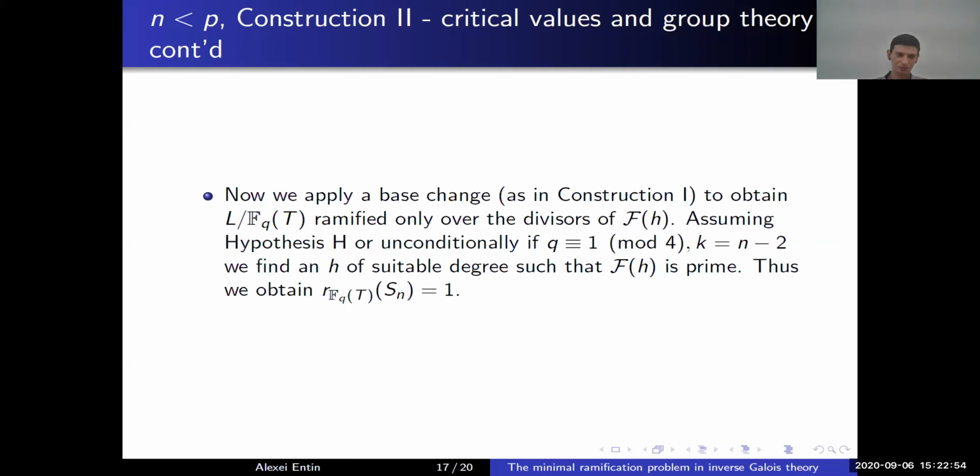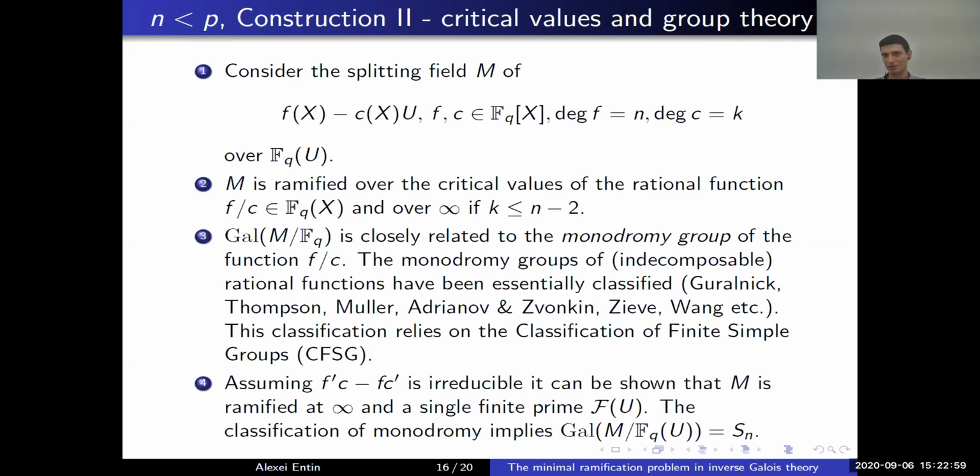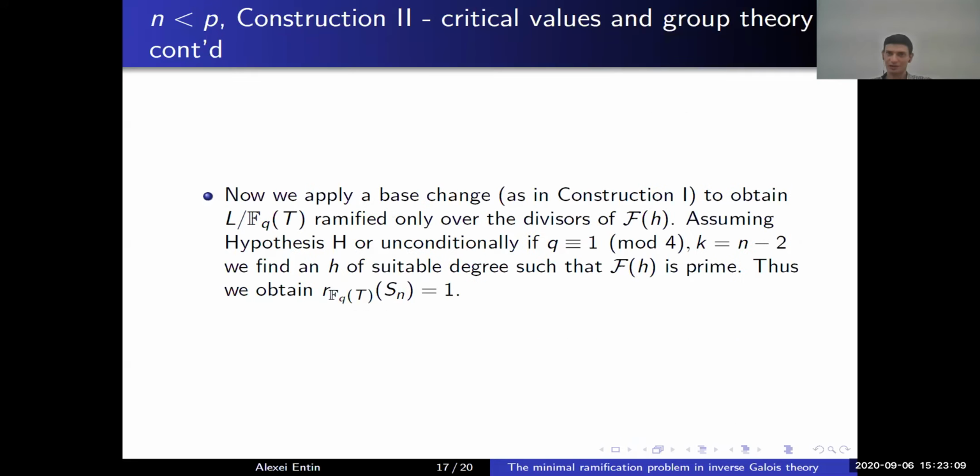Okay, so to conclude, in this case, the main tool is this deep classification result of monodromy of rational functions. Okay, so this is our main tool for this construction. And it works under some restrictions on Q, as you can see, and hopefully can be generalized in the future.